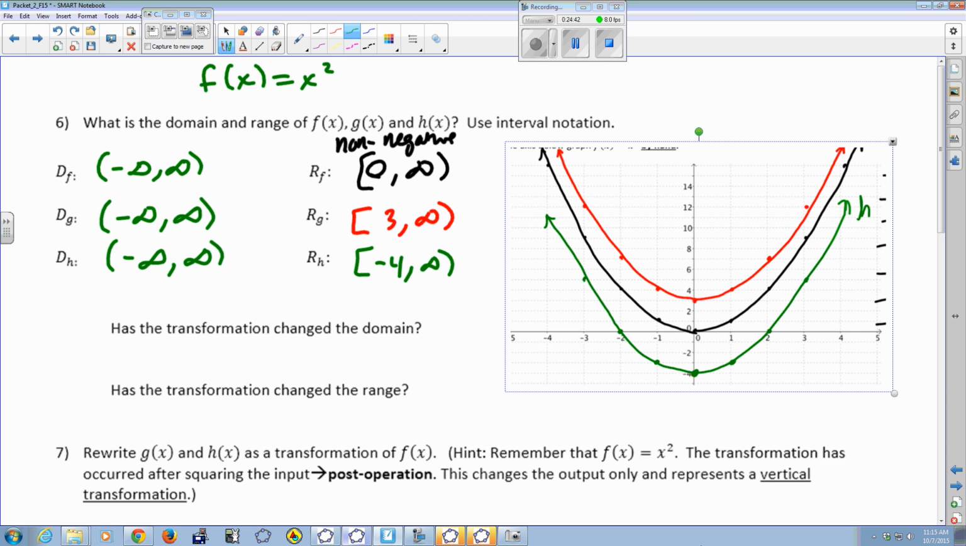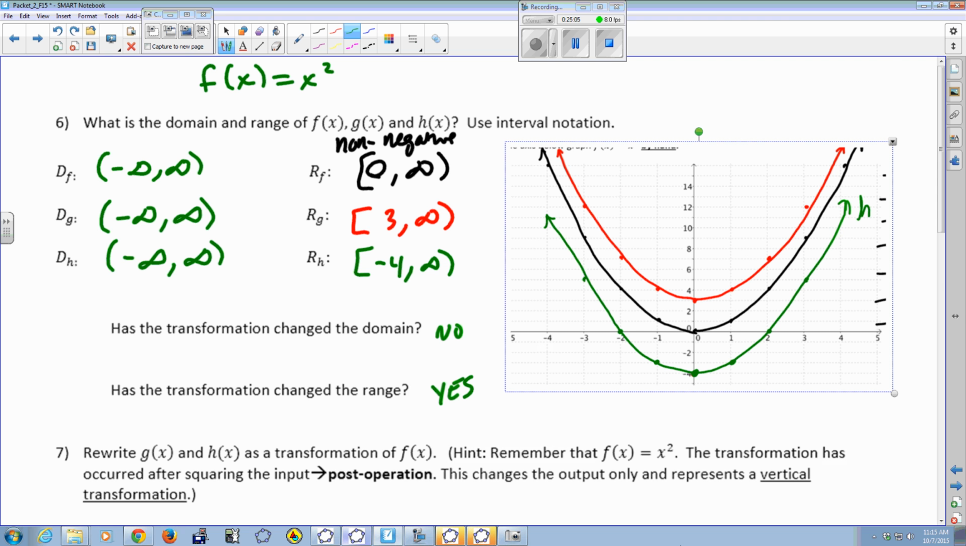So what do we notice? Has the transformation changed our domain at all? Nope. Has it changed the range? Yes. And that's because it was a vertical transformation. So the vertical transformation deals with your output values, which is your range, but the domain stays exactly the same.